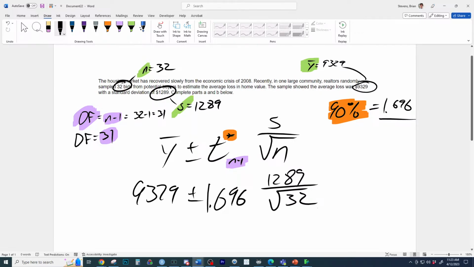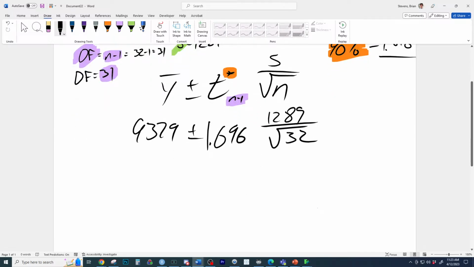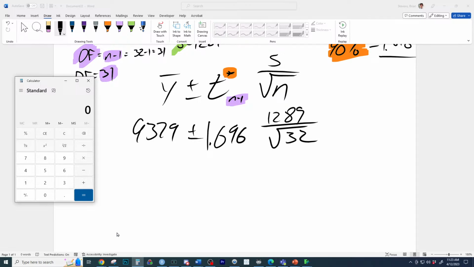9329. Can't talk today. The 6 is confusing me. Okay. So let's take a look. Let's do square root 32, divide 1289 by square root 32, times that by 1.696.